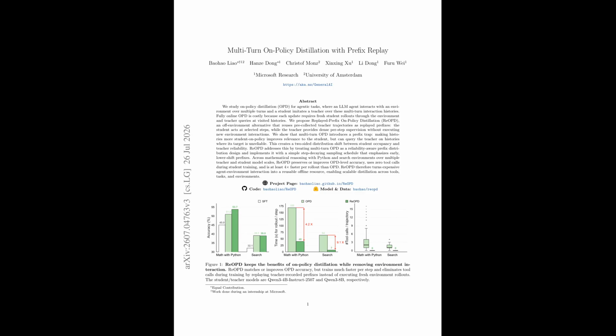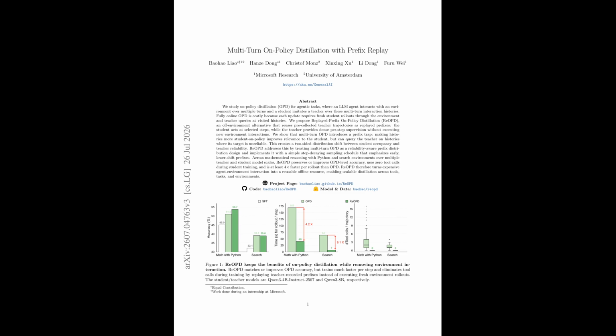On mathematical reasoning with a Python tool, where the teacher-student capability gap is wide, ReOPD outperforms standard on-policy distillation across teacher scales. Under a Qwen3-8B teacher distilling into a 4B student, AIME24 accuracy jumps from 28.3 to 36.7. On search tasks, where the teacher stays reliable on student-induced histories because the gap is small, ReOPD essentially ties on-policy distillation at around 40.5% average.